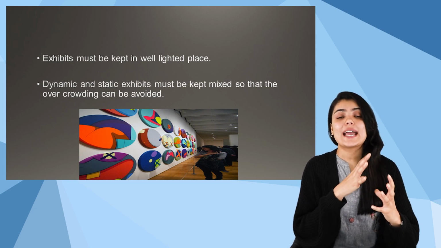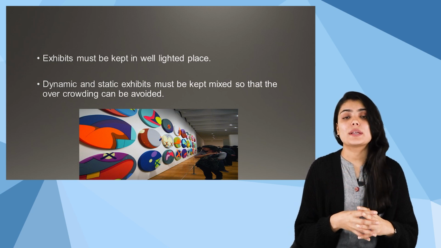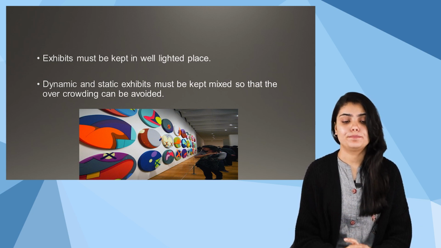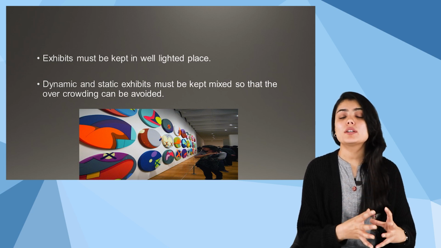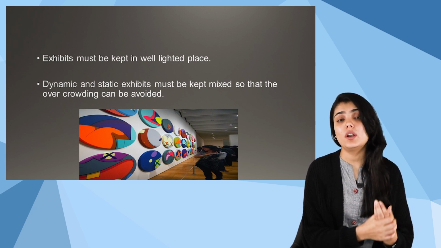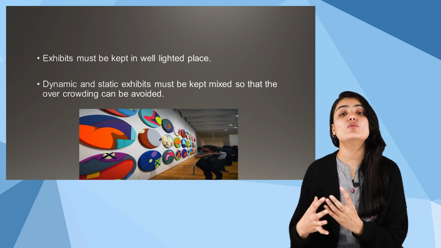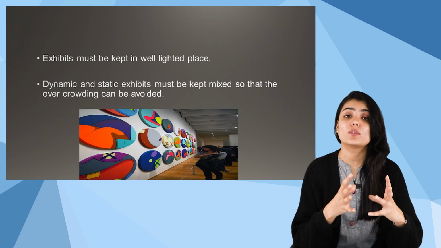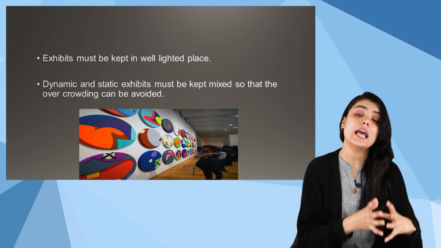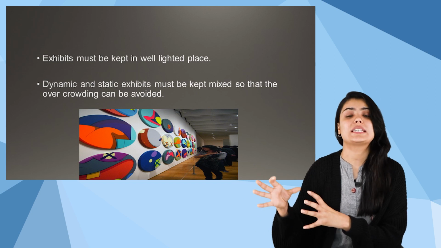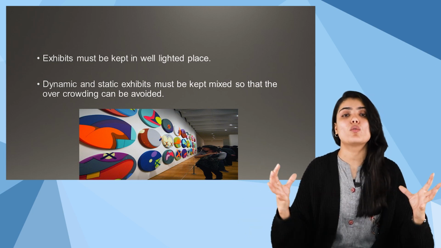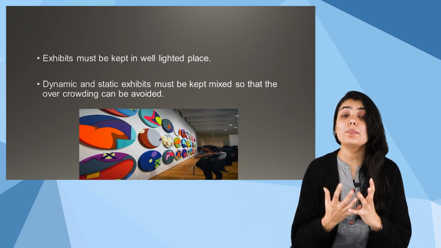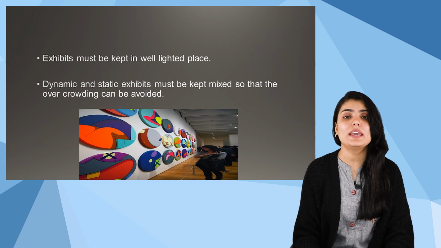Again, another one: dynamic and static exhibits are to be kept mixed so that overcrowding can be avoided. As I said, some of the models or exhibits can be still or static models, or some can be moving, working or dynamic models. If we keep the dynamic ones separate from those which are static, people will be crowded more towards the dynamic ones. So in order to avoid this overcrowding, we should not separate the dynamic ones and static ones. Rather, we should keep them mixed so that overcrowding can be avoided.